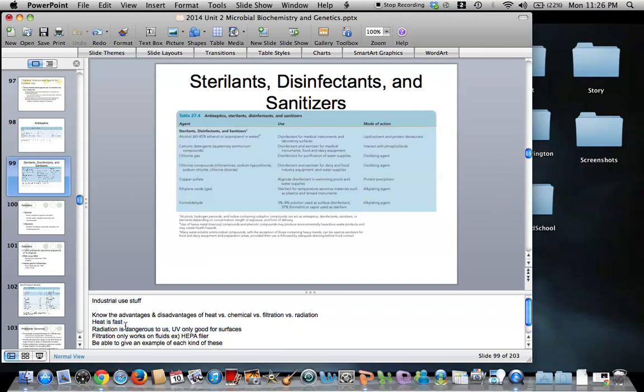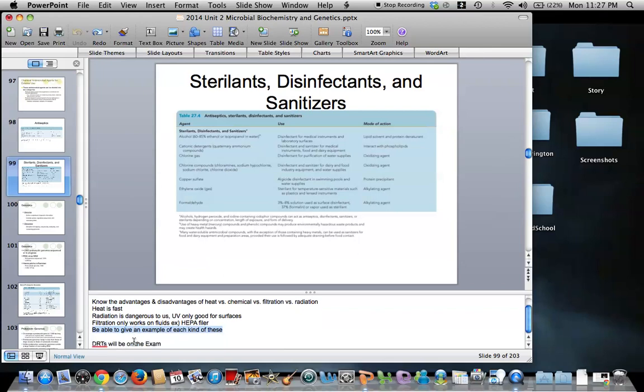There are various advantages and disadvantages of the things you have to use. Heat sterilization is fast, but endospores can live through it, and some archaea. Radiation can be dangerous to us. UV is only good for certain surfaces. Filtration only works on fluids, not on solids, and a HEPA filter is an example. Bunsen burner for heat. Radiation is UV. I need to be able to give an example of each one. And decimal reduction time is on the exam, figuring it out.